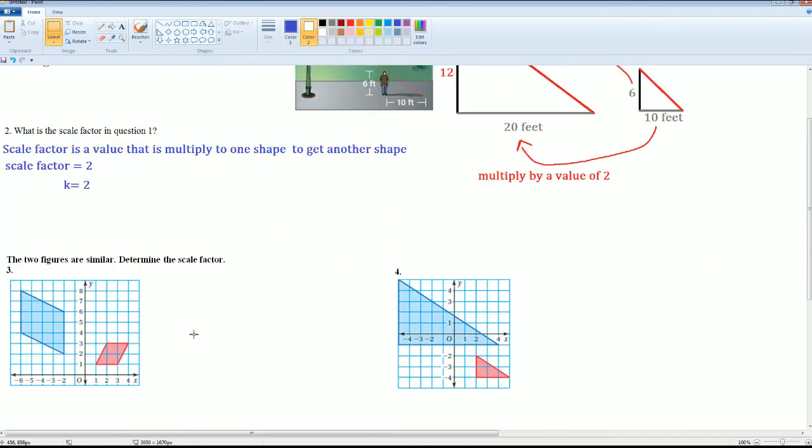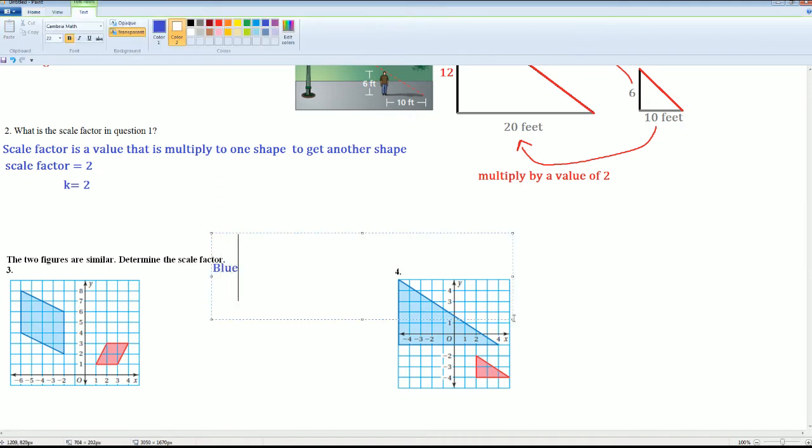Remember, the scale factor is what you multiply from one shape to another. In this case, are we going from red to blue or blue to red? Let's just write it here. We're going to go from blue to red, okay?